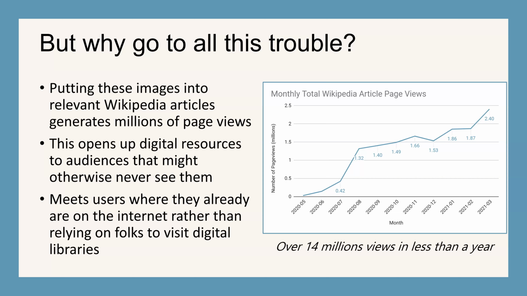Should this be something that you're interested in, you'll work with your DPLA hub representatives in order to satisfy this requirement. But the real question is, why go to all of this trouble of metadata remediation and taking part in this harvest project? The end result is that getting these images into relevant Wikipedia articles improves those articles, which makes them more useful to society and generates millions of page views in the process. In less than a year of engaging in this work, over 14 million views have been garnered for our resources in Toledo that we otherwise wouldn't be receiving.